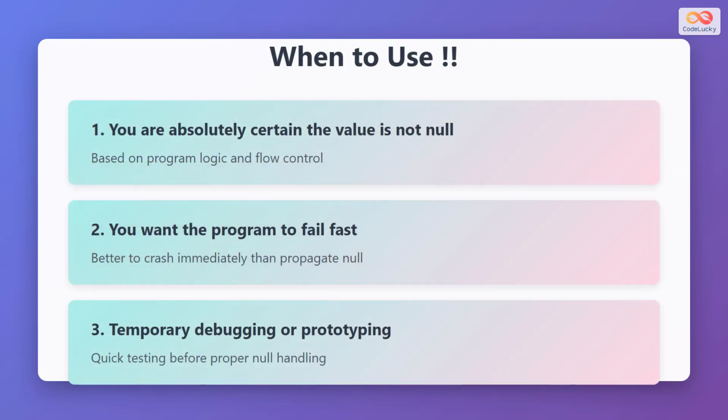So when should you actually use the double exclamation mark operator? There are three legitimate scenarios. First, when you are absolutely certain the value is not null based on your program's logic and flow control. Second, when you want your program to fail fast, meaning it's better to crash immediately than to propagate a null value through your system. And third, during temporary debugging or prototyping, when you're quickly testing code before implementing proper null handling.